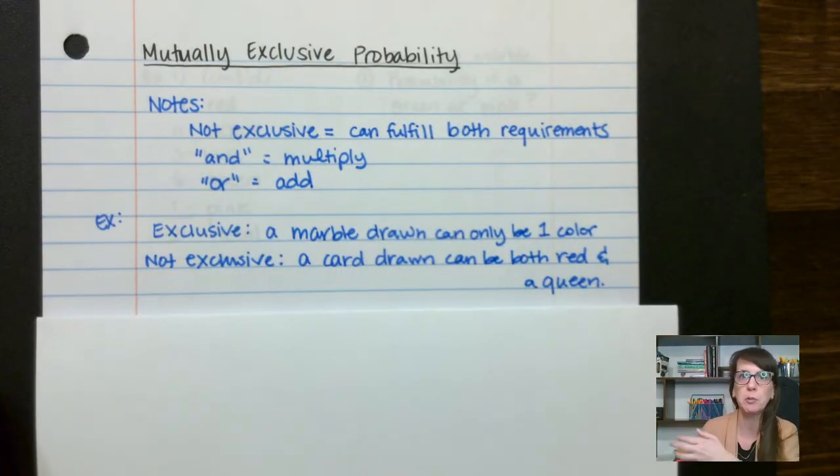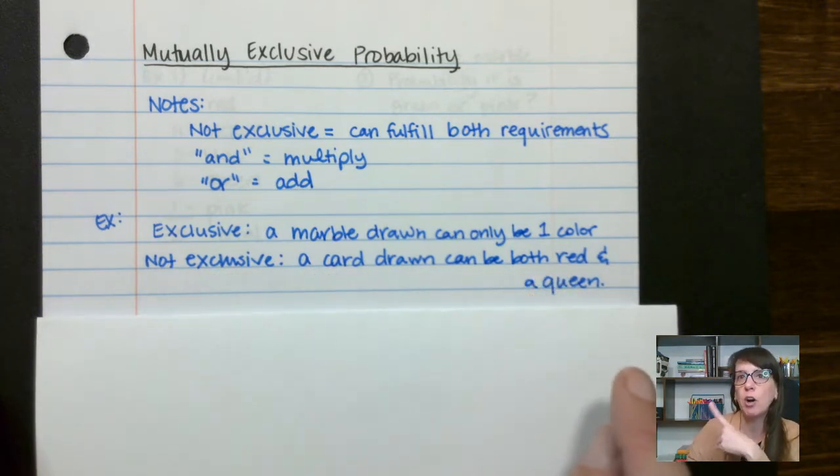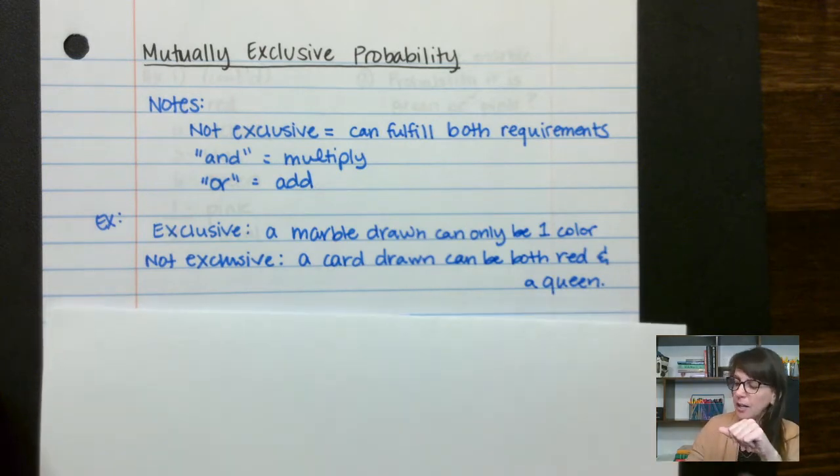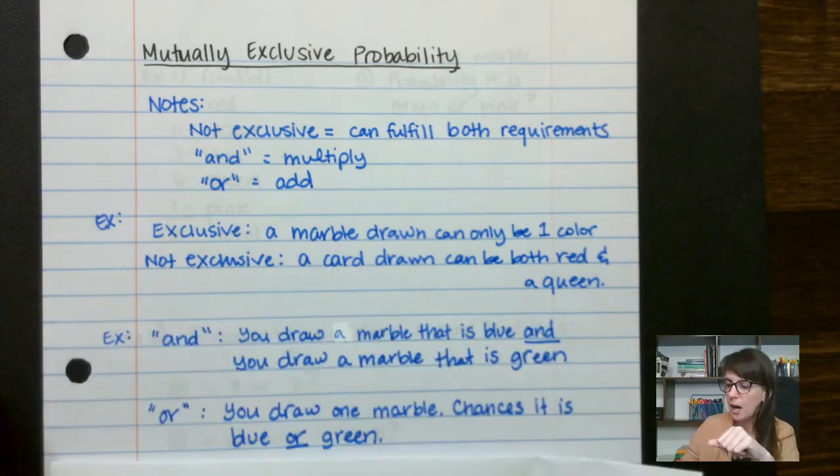So you have a bag of marbles. You can't have a marble that is both red and blue if you're doing single color marbles, right? However, not exclusive would be a card that's drawn that can be both red and a queen. You can have cards that are both red and queens. There's two of them, in fact. So that would be not an exclusive one.